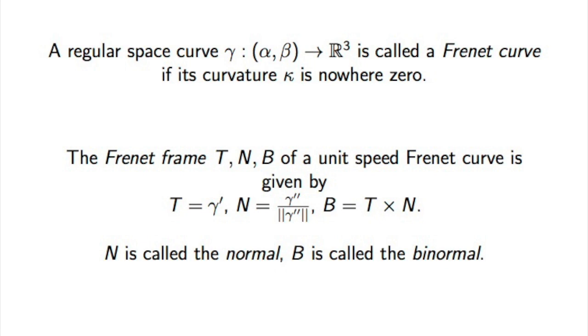The Frenet frame TNB of a unit speed Frenet curve is given by the tangent T is equal to gamma prime, the normal N is equal to gamma double prime over the norm of gamma double prime, and the binormal is equal to the cross product of the tangent and the normal.